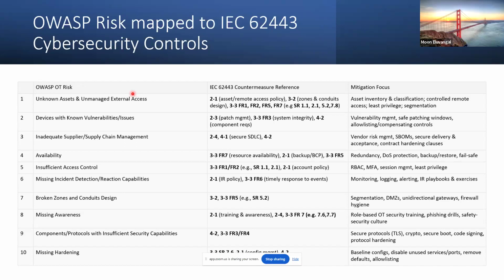Okay, but in this presentation or this session, I am focusing on OWASP because OWASP.